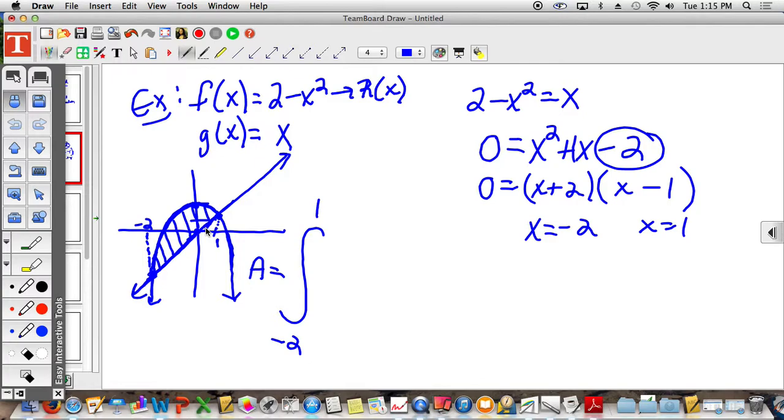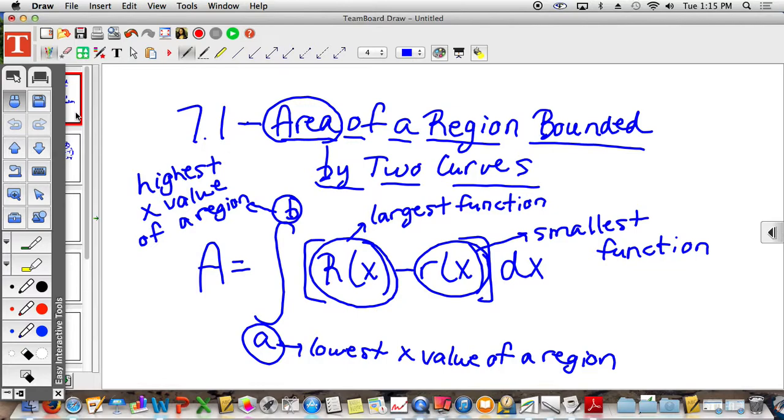So this is capital R of x. This one, of course, then is lowercase r of x. So if I go back to this formula, all you have to do is subtract the functions and then integrate it.